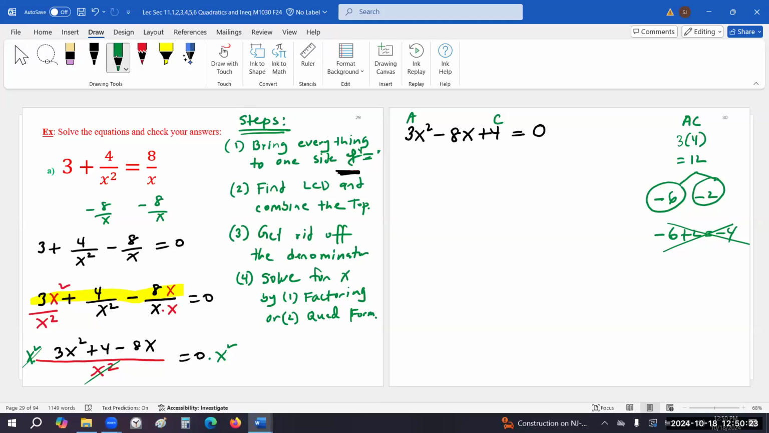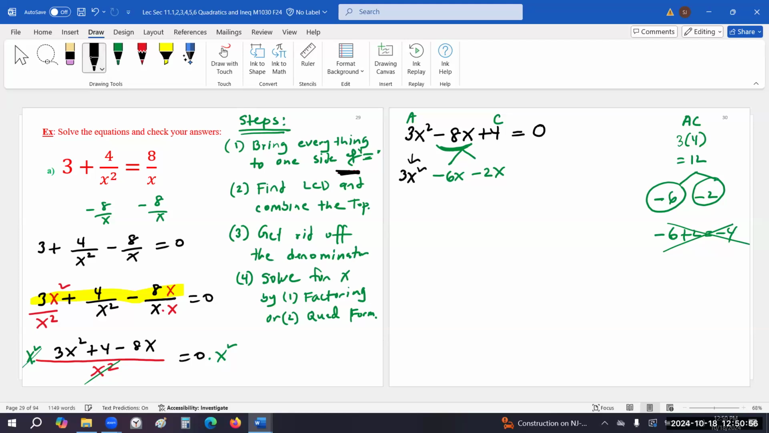And then what do we do? Why do you care about these two factors? Now we treat 3x squared minus 8x plus 4. We are going to rewrite this -8x with -6x and -2x. This -6x minus 2x is -8x. So we are not going to write -8x anymore. We are going to use those two numbers. Why? Because look what happens.